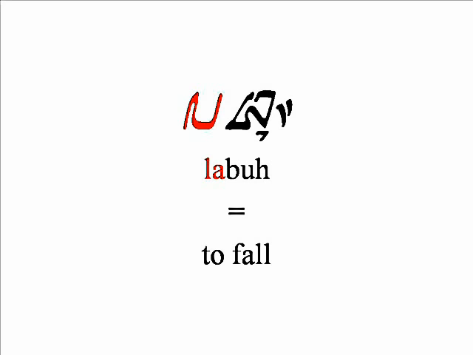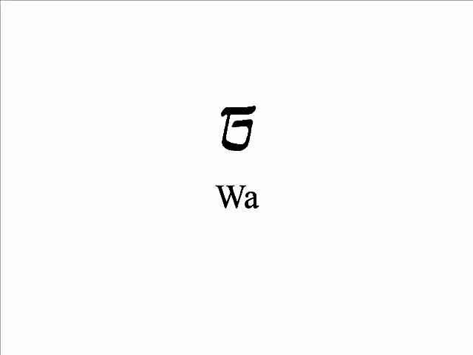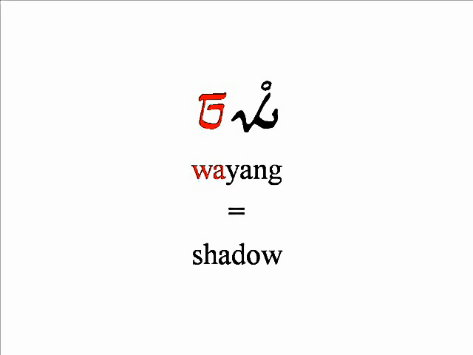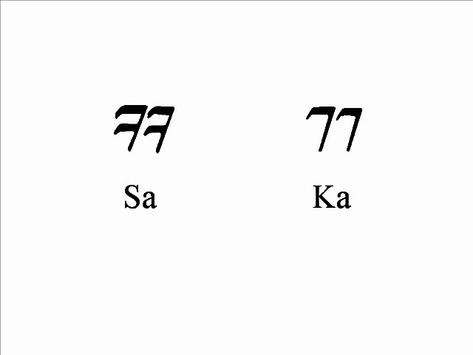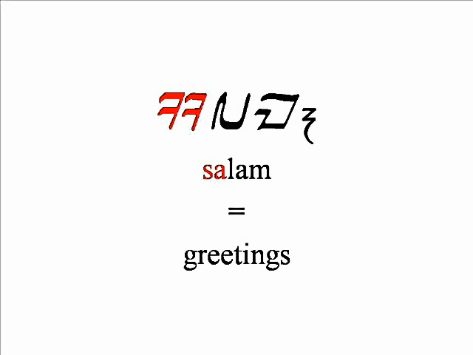In further, we have Wa, as in the word warlock. It can be written like this, to make words such as wayang, meaning shadow. Next, there is the letter Sa, as in the word sad. It looks like Ka, but it is different. Just check out. This is how we write the letter. And of course, the word example is salam, which means greetings.